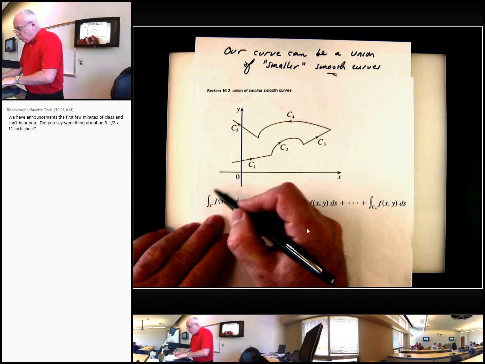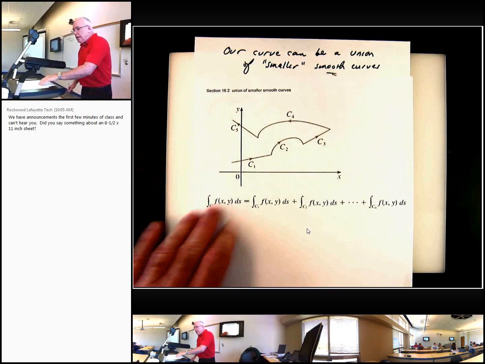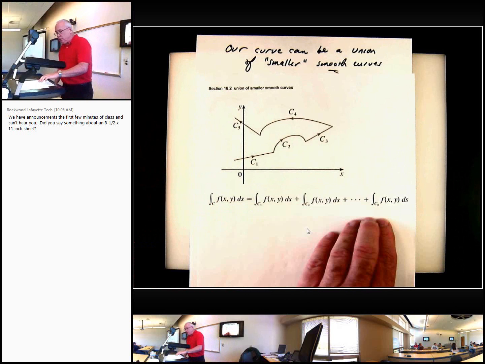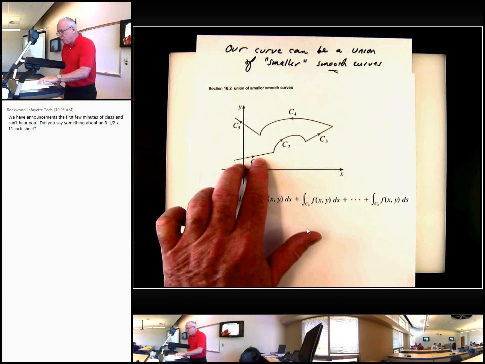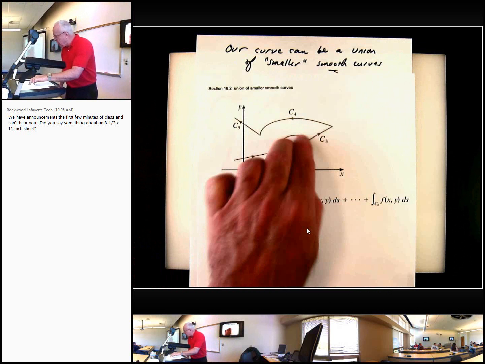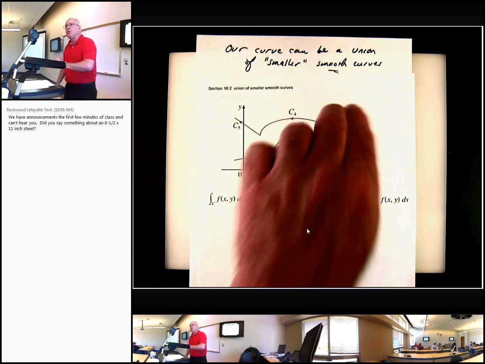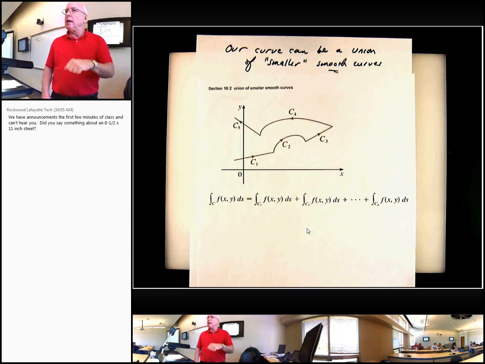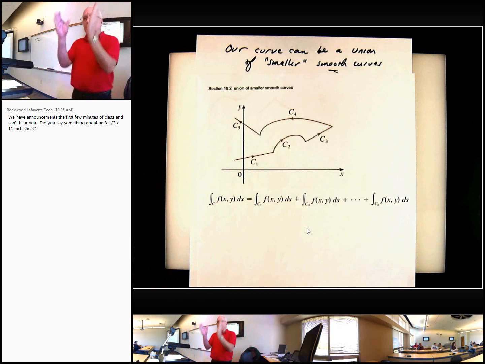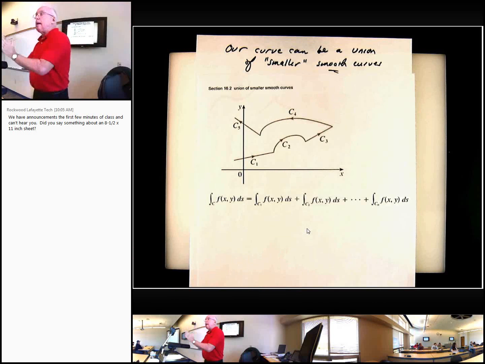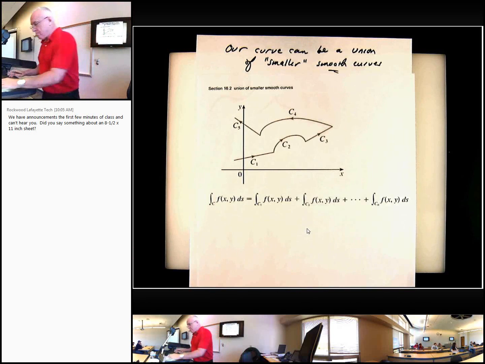So the integral over this entire curve can be broken up into the integral along the first smooth curve plus the integral along the second one plus along the third one plus along the fourth one, however many you have. So you can break it up into each separate smooth curve, okay?